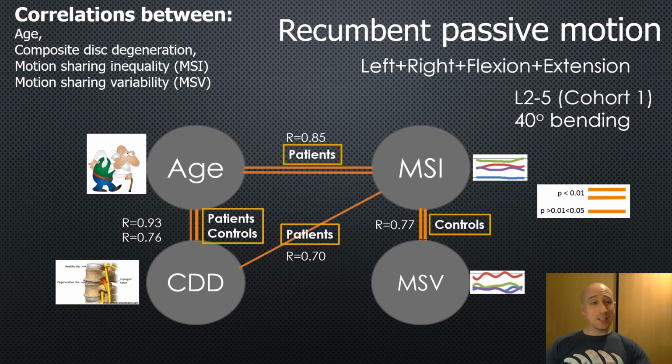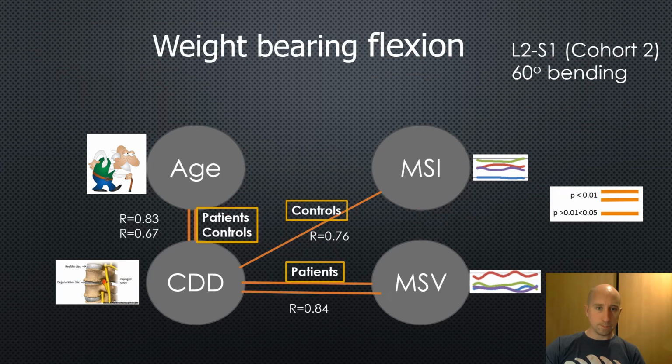So here we show in the lying down sequences, we find correlations between age and degeneration amongst all participants, but we only find correlations between age or degeneration and motion profiles in patients with non-specific low back pain. We don't find these correlations in controls. The only thing that does seem to correlate in controls is motion sharing inequality and the variability of that inequality. But we don't seem to find that amongst patients. Maybe this has something to do with muscle guarding. I won't go into the clinical side of things, as that's not really my expertise.